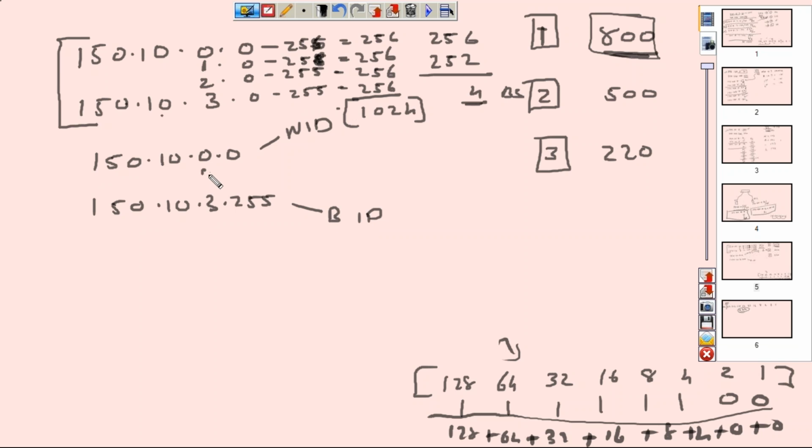0.1 is your first usable IP. 3.254 is your last usable IP. What is the next available IP? We have already used that block. What is available to us after this? 150.10.4.0. Yes. Guys, are we clear so far?